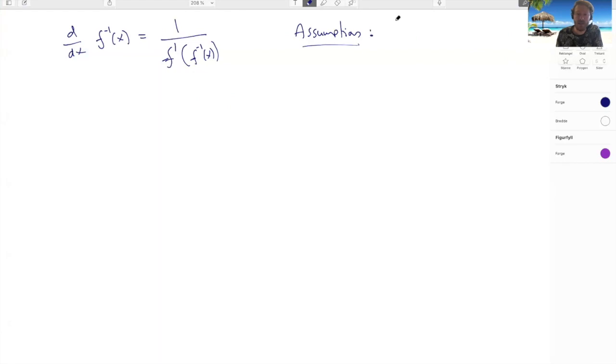My assumption is that, of course, f is invertible and that the derivative of f exists at, so here I'm using x for the input of f inverse, so let me use y for the input of f, so it exists at this point, and moreover is non-zero. So perhaps let me make a little drawing here.